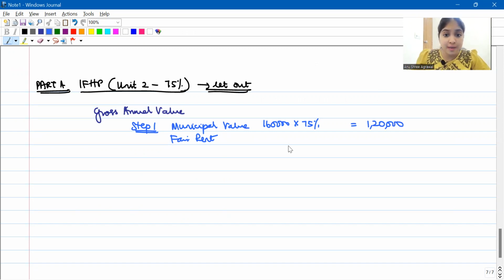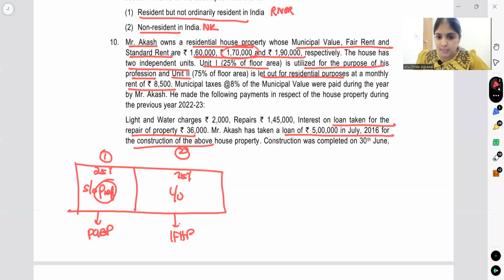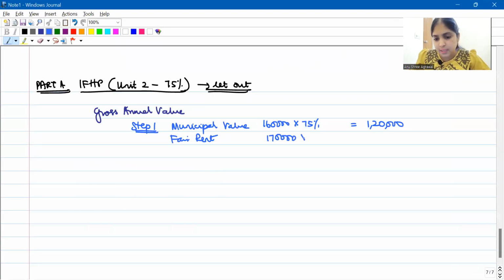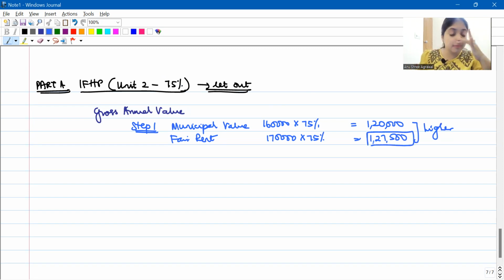And what about fair rent? Fair rent is 1,70,000. So 1,70,000 into 75%. Again, I hope you understood why I'm calculating 75%, guys. Right? Because I'm doing the calculation only for this part of the property. So out of these two numbers, I'm supposed to pick whichever is higher. Which is higher? 1,27,500.